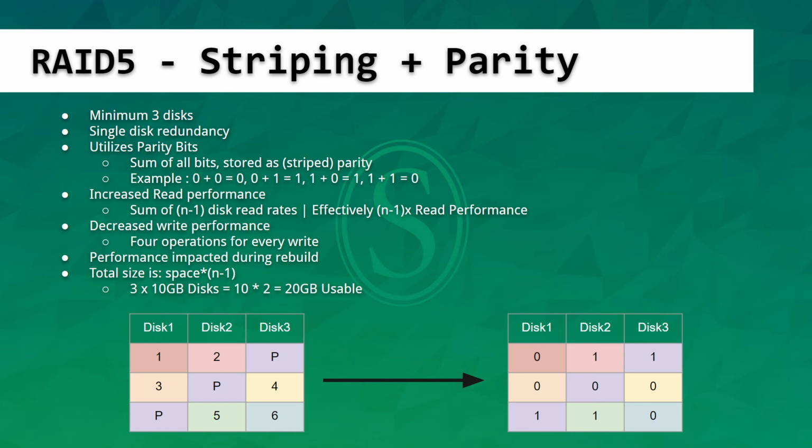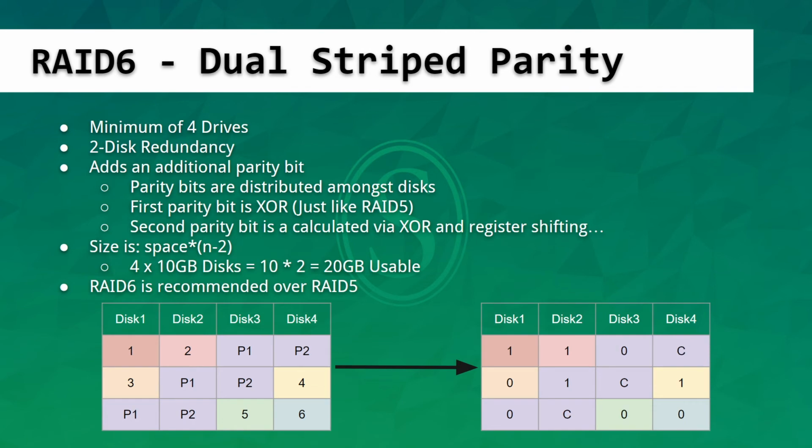You could also expand this past 3 disks if you'd like. There's no restriction. Again, maybe some theoretical max, but there's no restrictions. I've had six drive RAID 5s and no big deal. Again, moving forward, RAID 6, which is dual striped plus parity. This is a minimum of 4 drives.